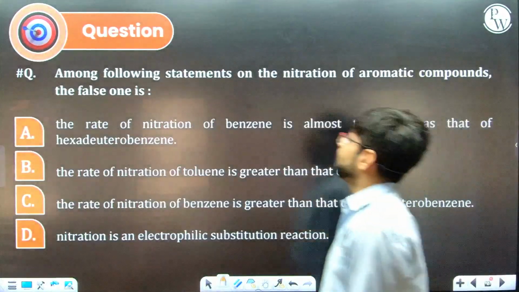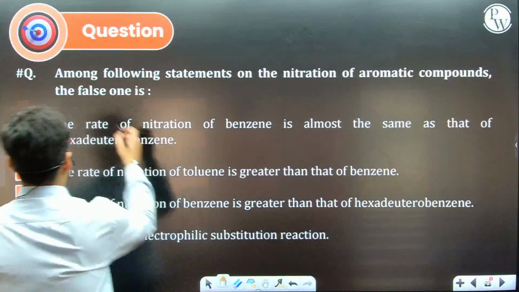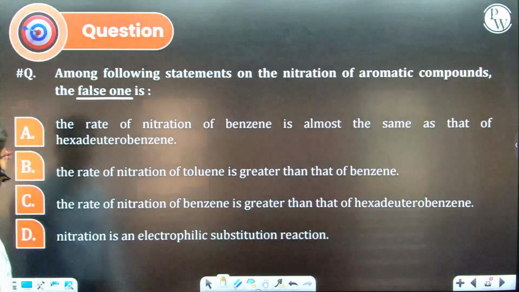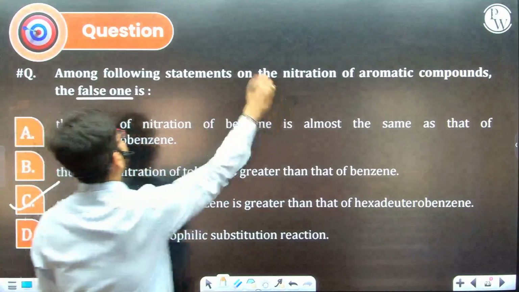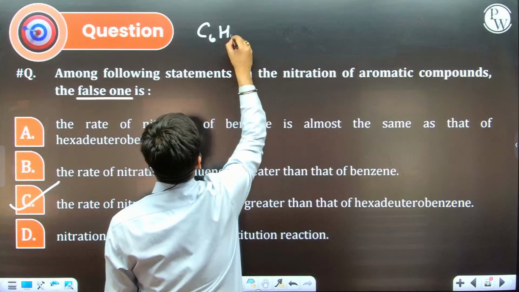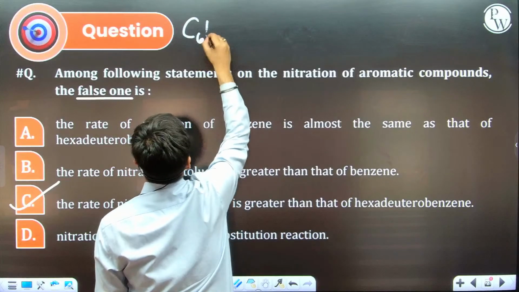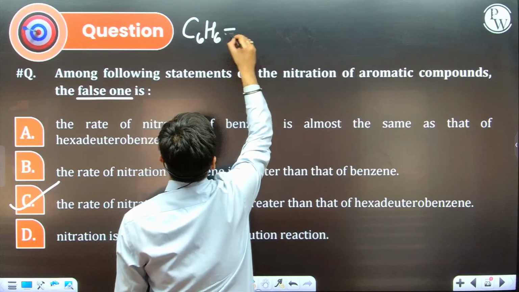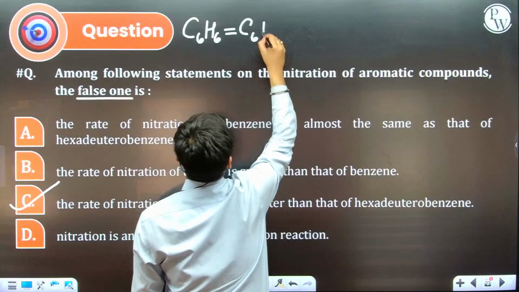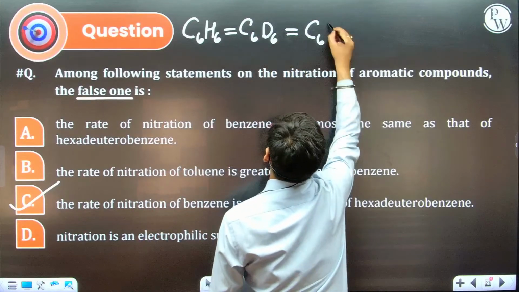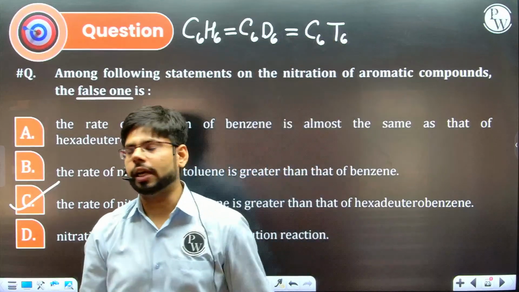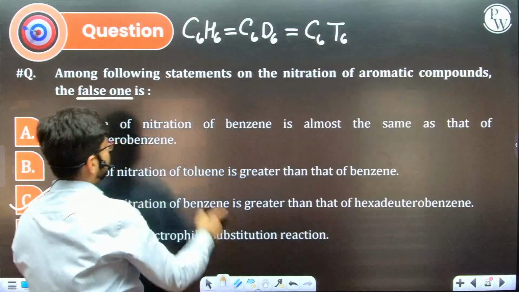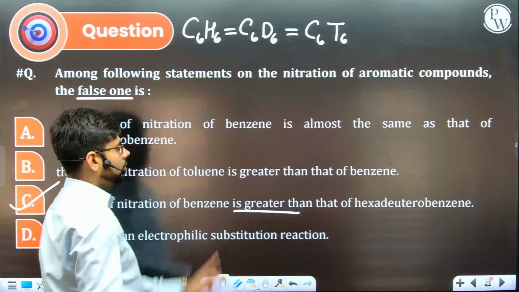Next, which is the false one? That means which is the incorrect statement. The rate of nitration of benzene is greater than that of hexadeuterobenzene. This is incorrect. We know that in EAS reactions, C6H6, that means benzene, and C6D6 and C6T6, the rates of these are equal in electrophilic substitution reactions. So this is a wrong statement. They have used the word greater. It's not greater, it should be equal.